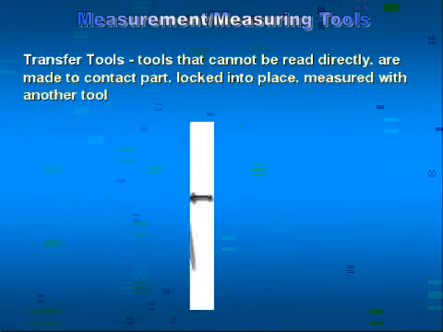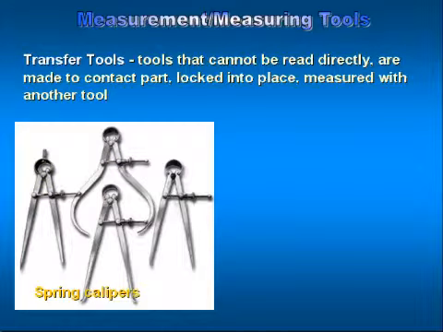Measurement and measuring tools. The example here are transfer tools. These are tools that cannot be read directly. These tools are made to contact parts. They're locked into place, and then this is measured with another tool.